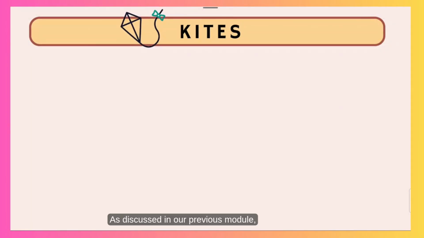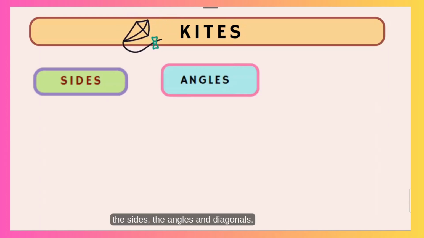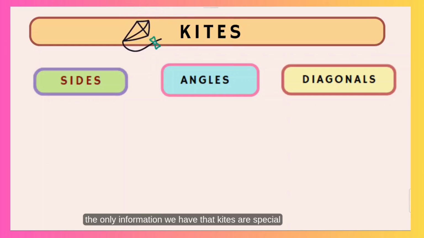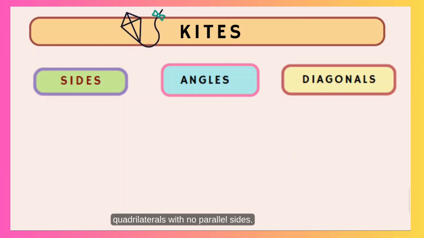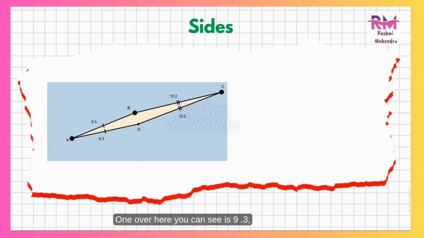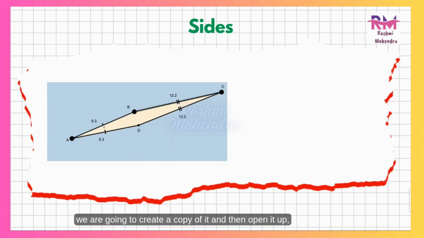As discussed in our previous module, to understand any quadrilateral, we have to have a command on the three essential components: the sides, the angles and diagonals. As of now, the only information we have is that kites are special quadrilaterals with no parallel sides. Let us explore more. So we've taken a stick or a thread and divided it into two unequal parts. So we'll create a copy of it. One over here you can see is 9.3, other is 12.2. So we are going to create a copy of it and then open it up, creating a kite.